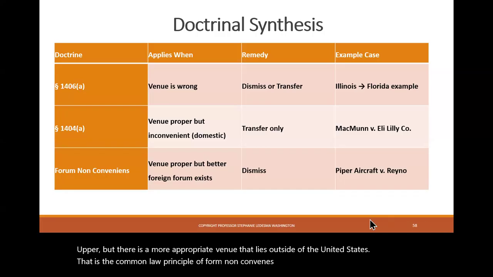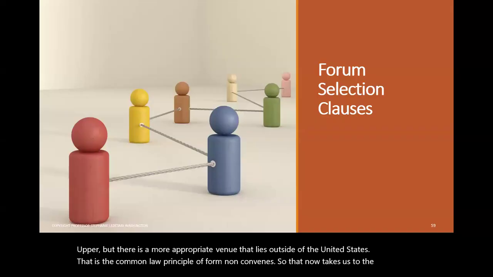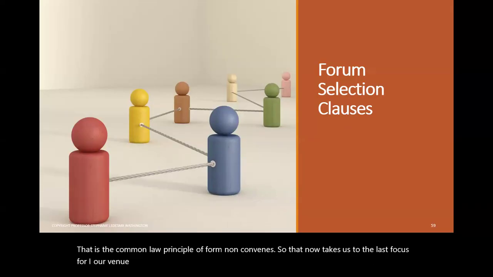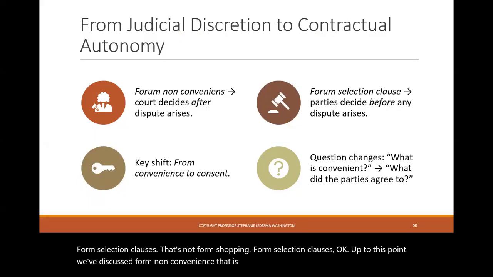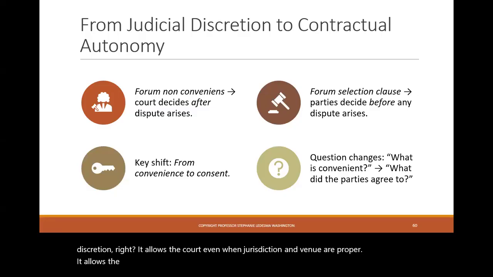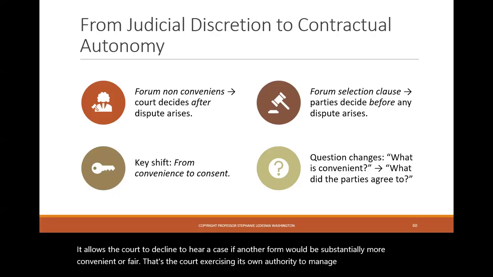So that now takes us to the last focus for our venue doctrines, and that is forum selection clauses. That's not forum shopping, forum selection clauses. Okay? Up to this point, we've discussed forum non conveniens. That is a common law principle rooted in judicial discretion, right? It allows the court, even when jurisdiction and venue are proper, to decline to hear a case if another forum would be substantially more convenient or fair. That's the court exercising its own authority to manage the forum in the interest of justice.